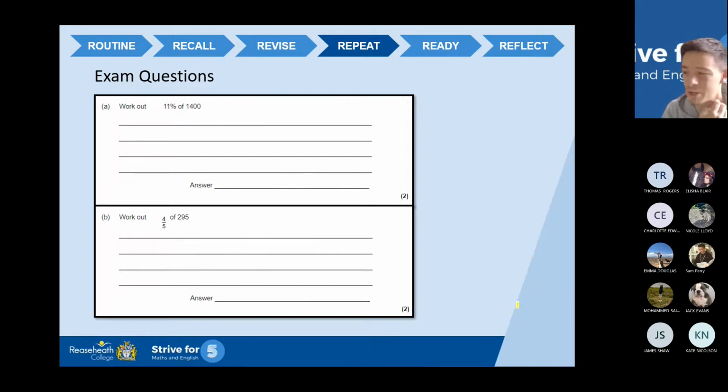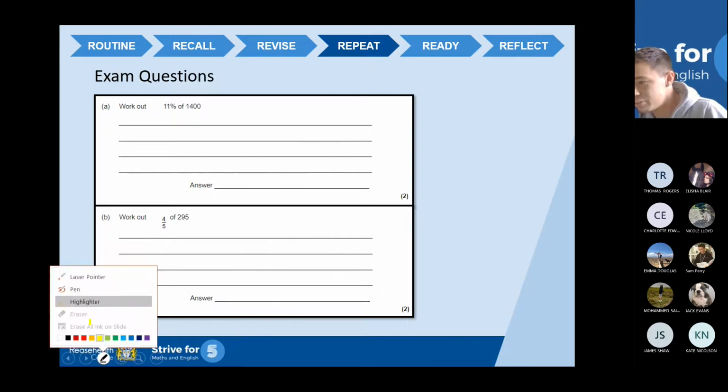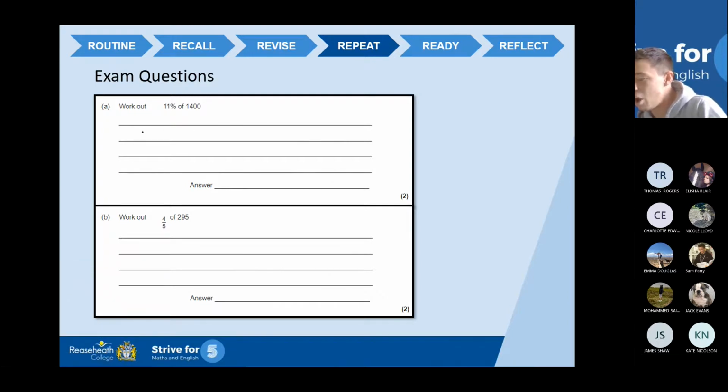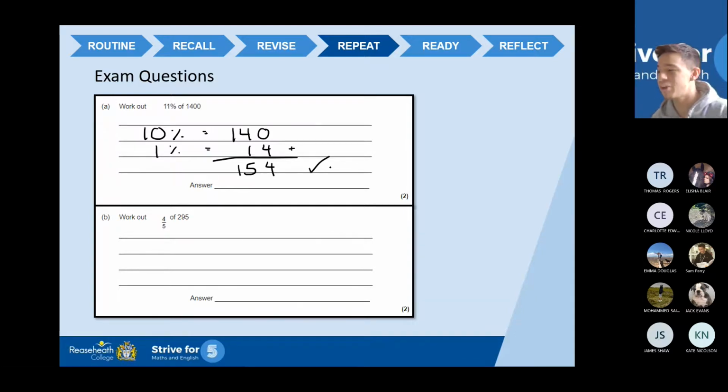Then we've got the last little question, or last question here, A and B. So this was literally spliced from a paper, A and B, 4 marks for this paper for working out your percentages and your fractions. So let's have a look. 11% of 1,400. Well, 10% would be 140, and 1% would be 14. If I add those two values together, that would give me my 11%. So that's going to be 154. Happy days. And then the final one, remember what I say, divide by the bottom, the 295 divided by 5.